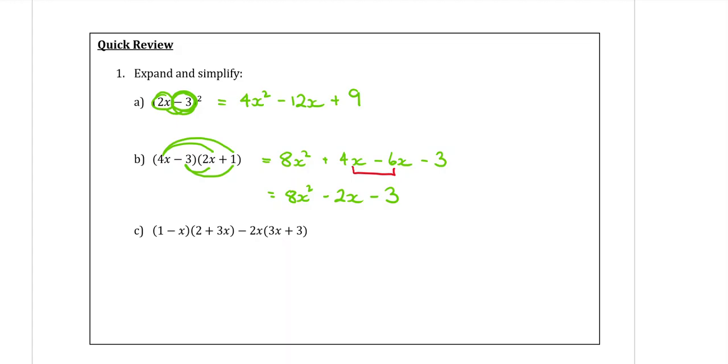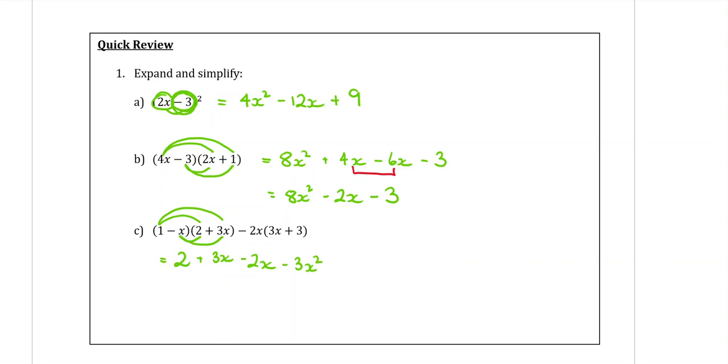Then for an interesting one at the end, we have multiple things to expand and then some collecting up to be done. So the first two brackets, we do a FOIL expansion. 1 times 2 is 2. 1 times 3x is a plus 3x. Then minus x times 2 is minus 2x. Minus x times 3x is minus 3x squared.